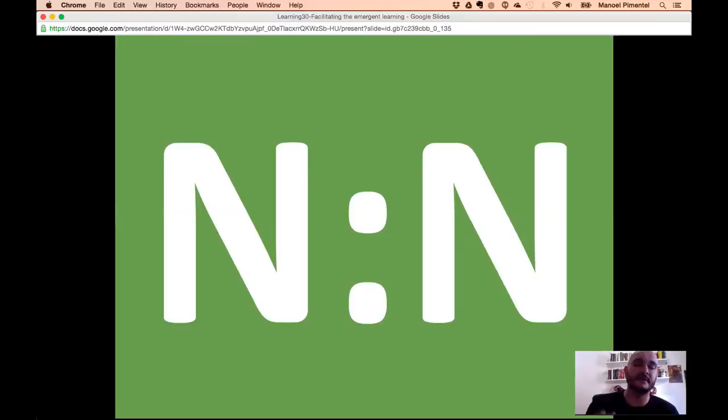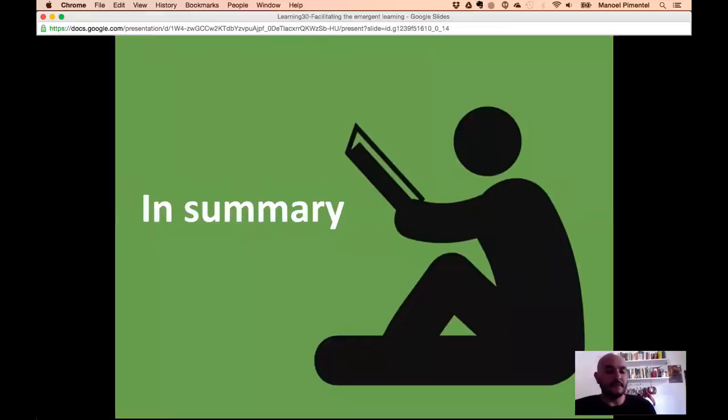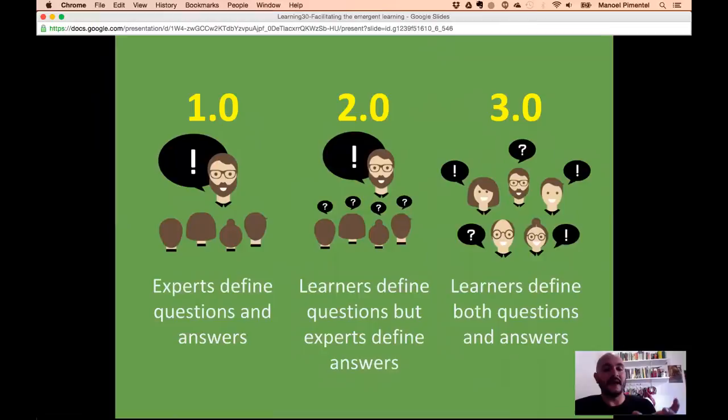Okay, then we can summarize that in Learning 1.0, we have the expert who defines the question and the answer. And in Learning 2.0, we still have the expert, but there is more interaction between the expert and the student. But the final answer still depends on the expert, right? And in Learning 3.0, the learners define both the questions and the answer, right? That's the main idea, the main difference among these models, basically.